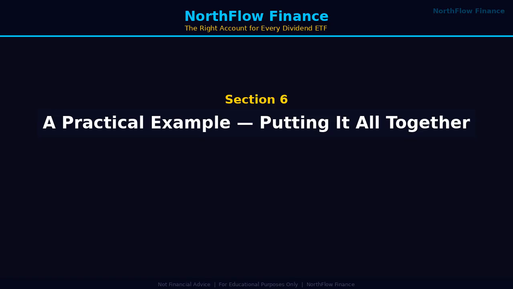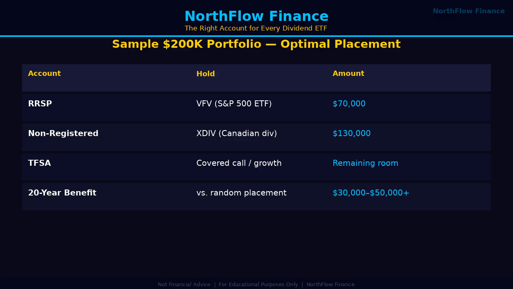Let me walk through a practical scenario to illustrate how this all works together. Say you have $200,000 to invest. You want core Canadian dividend exposure through XDIV, and you also want some U.S. equity exposure through VFV, a Canadian-listed S&P 500 ETF. And let's say you have $80,000 of TFSA room available, and $70,000 of RRSP room.